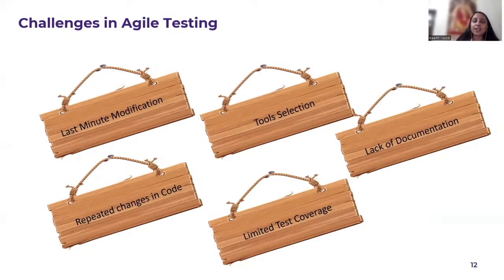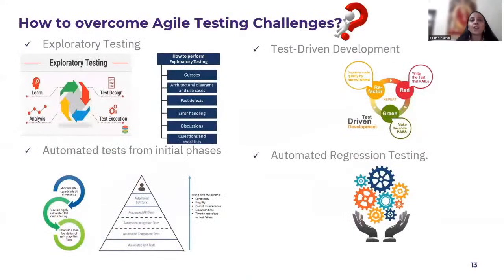Now we are talking about challenges in agile testing, but how can we overcome these challenges? These are the few points we can say on how to overcome: exploratory testing, test-driven testing, automated testing, and automated regression testing. In exploratory testing, the team will perform test design and execution in parallel by doing analysis and learning, which will help the QA team to spend less time in testing by testing in the right areas of development.